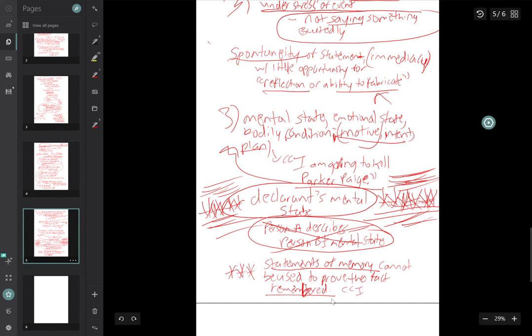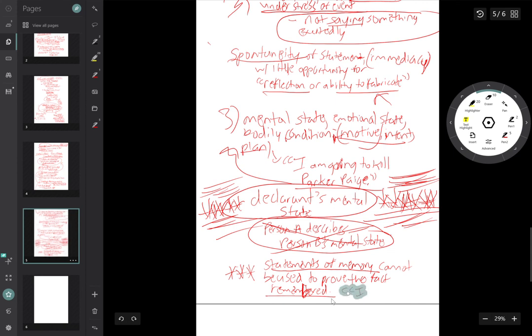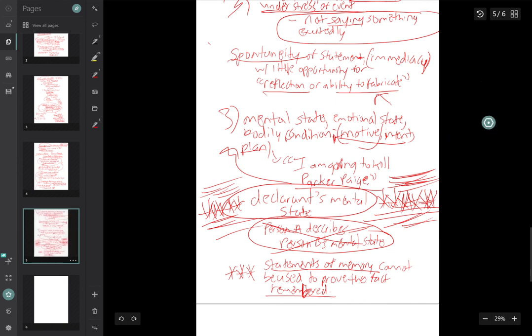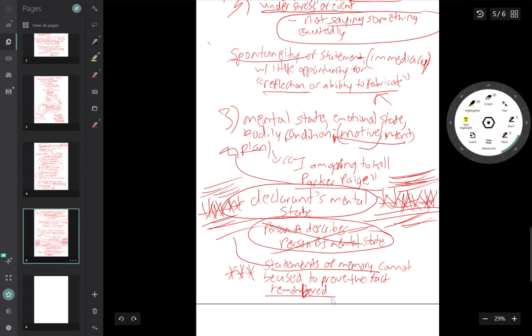If you said, I remember when Trump bribed the Ukrainians, that's a statement of memory. While a statement of memory would be, I guess, a mental state, it can't be used to prove the content of the memory as being true. That would be too broad of an exception, because then somebody could theoretically game this rule and get in almost any underlying assertion of fact by simply saying, I remember, and allowing that to come in through this hearsay exception.